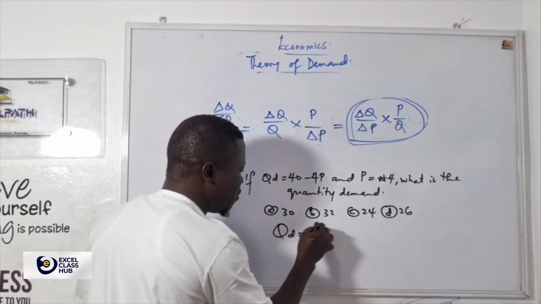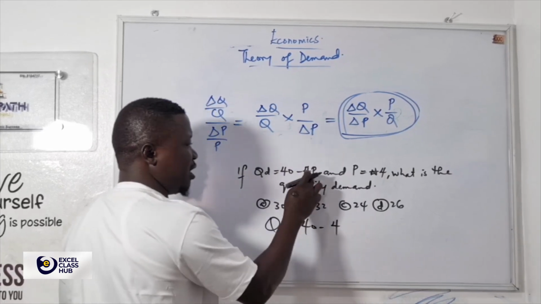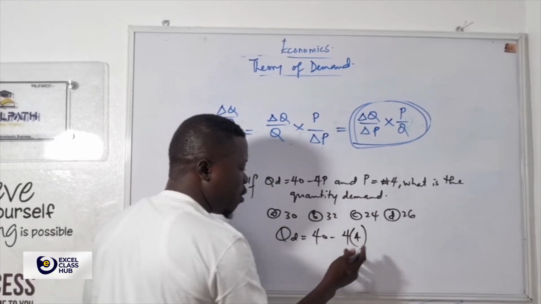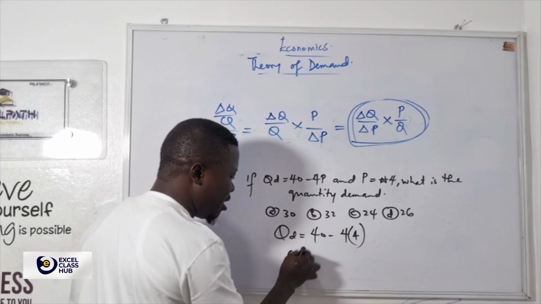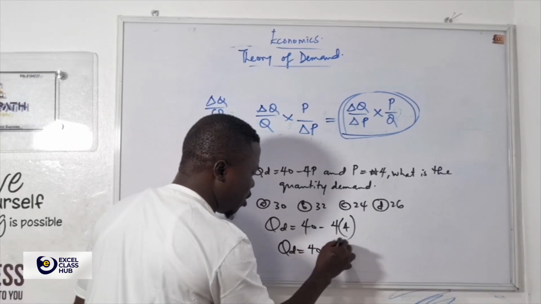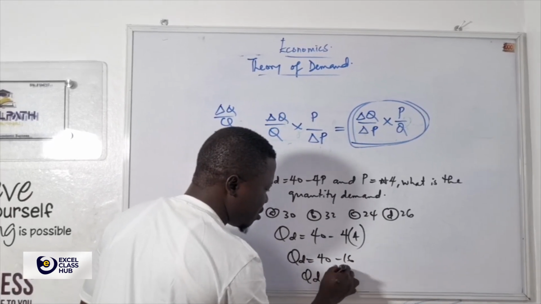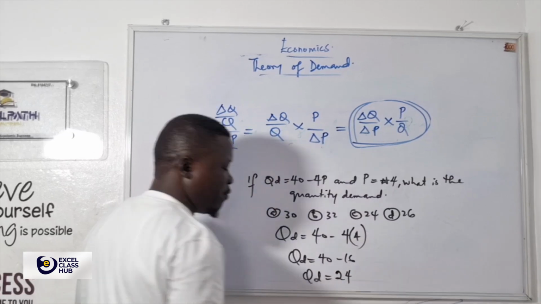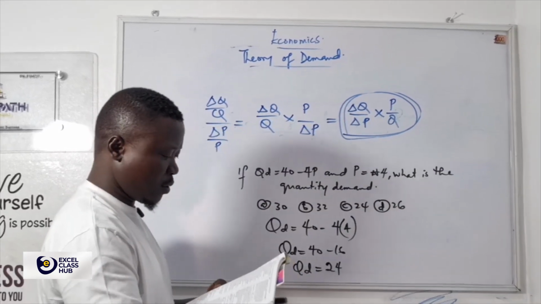Like now, quantity demand is 40 minus 4 times P. What is the P, everybody? You have it to be 4. 4 times 4 is 16. Quantity demand is 40 minus 16. Our quantity demand is 24. Very simple. Another question.